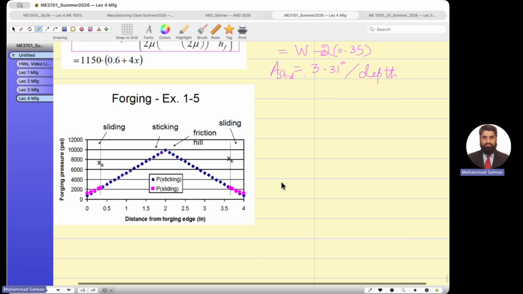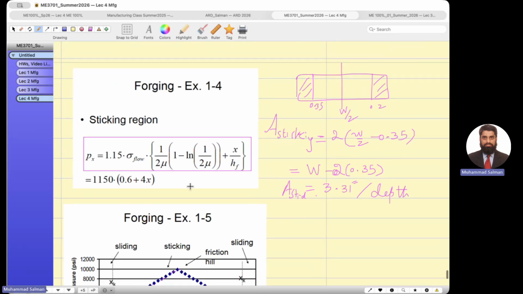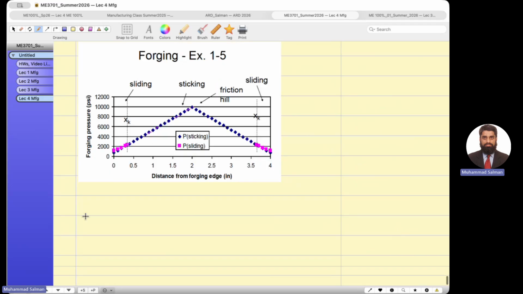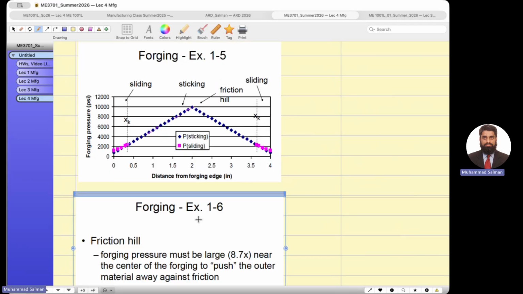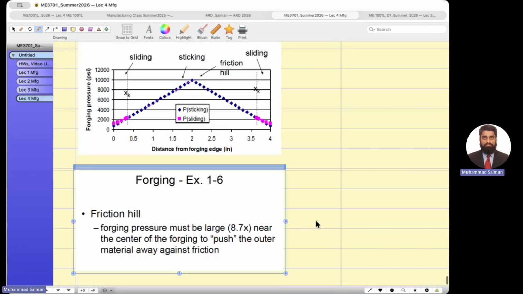So you multiply by this area. So let me show you the next slide here. Friction here. The question up until here is finished. But let's find out the average force. This is the instantaneous force, but what is the average force?